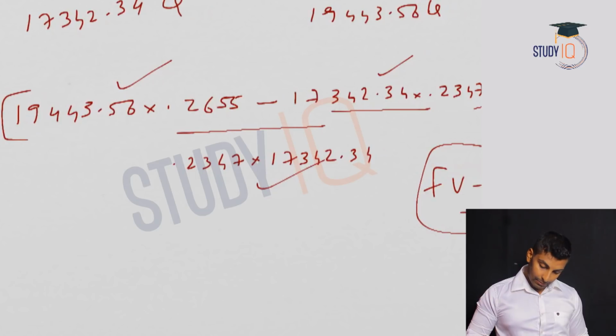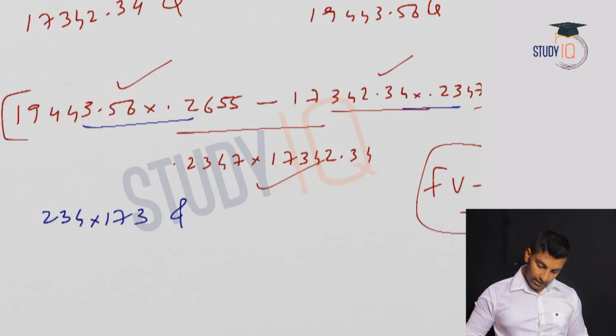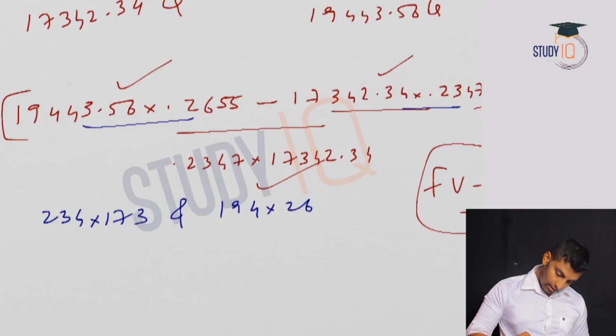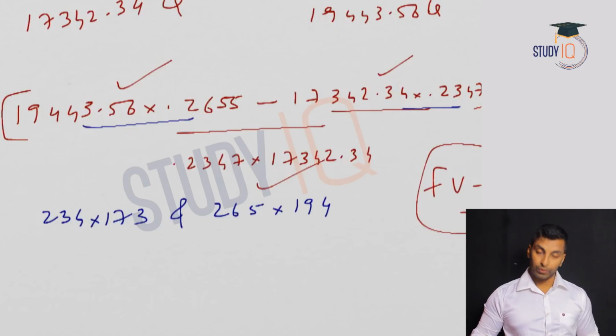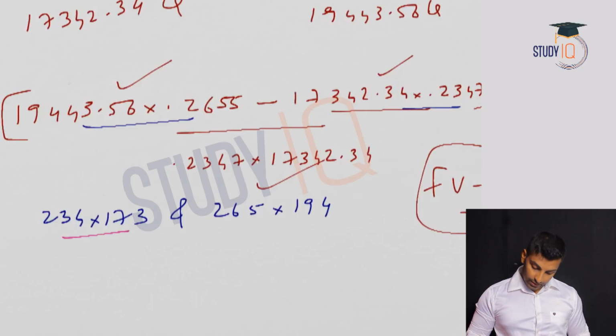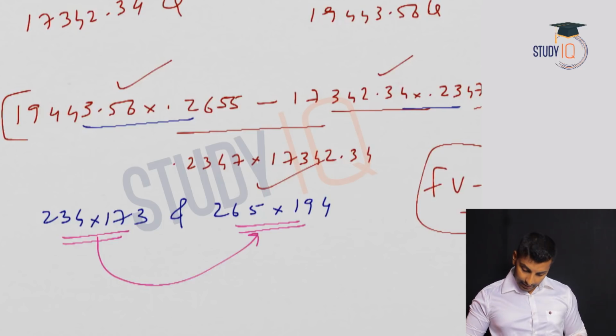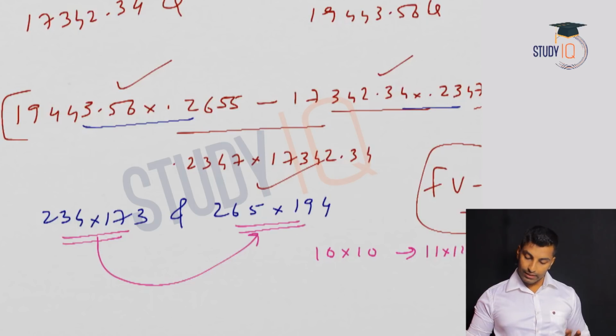Let me write it as 234 into 173, and this one as 194 into 265, or let me write in the same order, 265 into 194. So this is the first case, this is the second case. The first case changed to the second case. Isn't it similar to 10 into 10 was the first case and 11 into 12 was the second case?